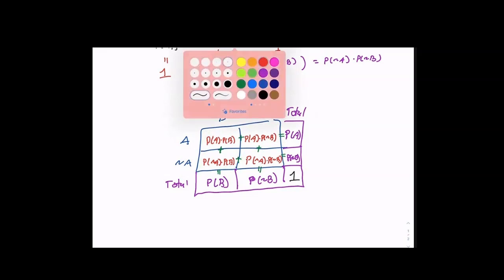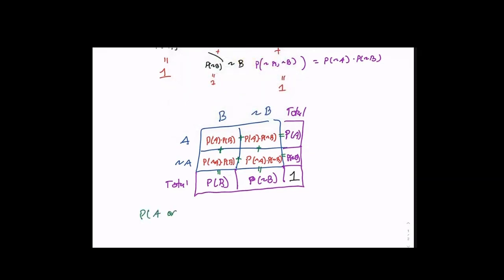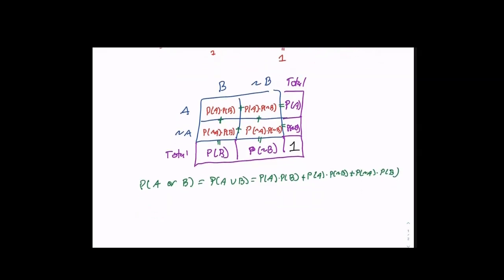So I want to note some extra pieces of information here. The probability of A or B, which is the probability of A union B, is equal to the probability of A times the probability of B, plus the probability of A times the probability of not B, plus the probability of not A times the probability of B. So it's those three boxes. And the probability of neither is the same thing as the probability of not A and not B, which is the probability of not A times the probability of not B, which is just that one box.